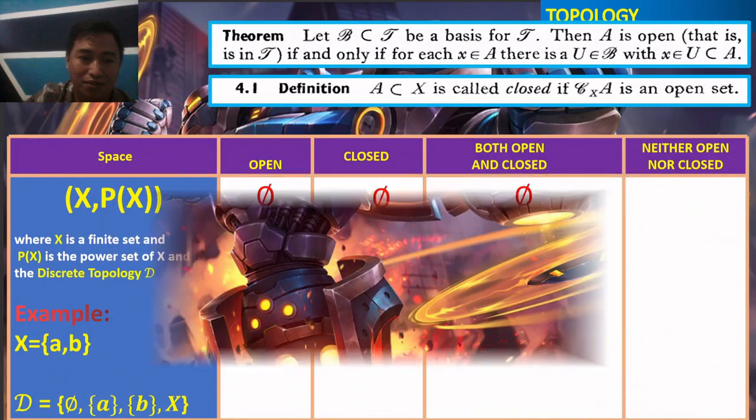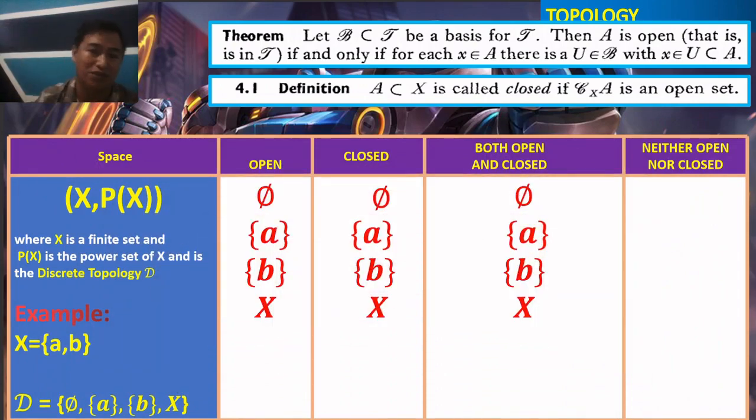Okay, now next one is our discrete topology, script D. So from the indiscrete, we have our discrete topology also. If that is the space X, P of X, where X is a finite set and P of X is the power set of X, that is the discrete topology script D. For example, let X be the set containing A, B. The power set of X is this one below. As you can see, it contains empty, the set containing A, the set containing B, and X.